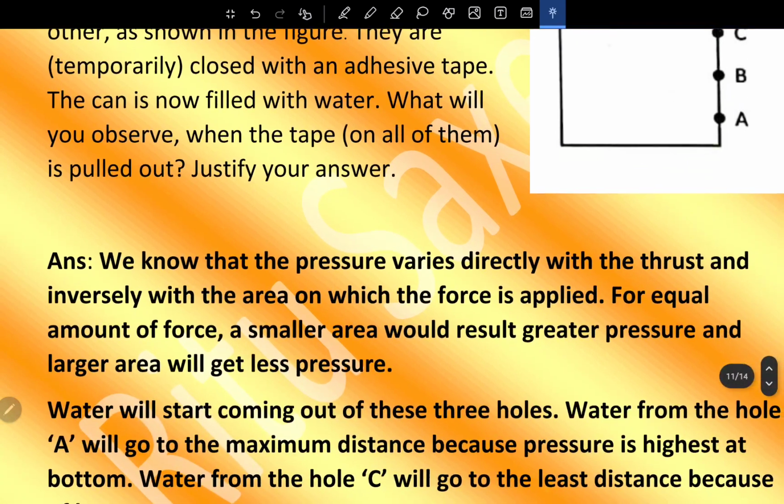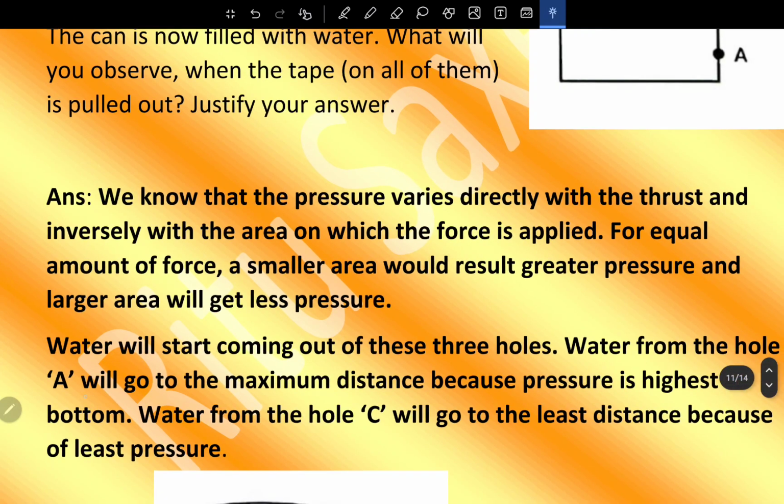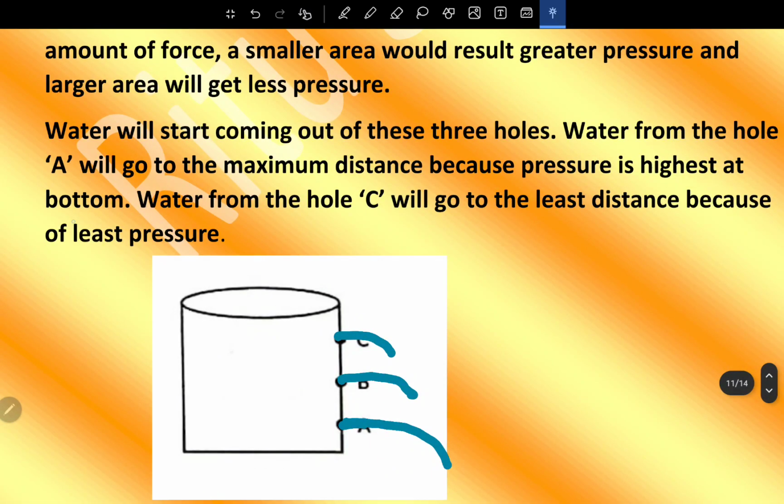Justify your statement. We know that pressure varies directly with the thrust and inversely with the area on which the force is applied. For an equal amount of force, a smaller area results in greater pressure and a larger area gets less pressure. So water will start coming out of these three holes. Water from hole A will go to the maximum distance, since pressure is highest at the bottom. Water from hole C will go to the least distance because of the least pressure.